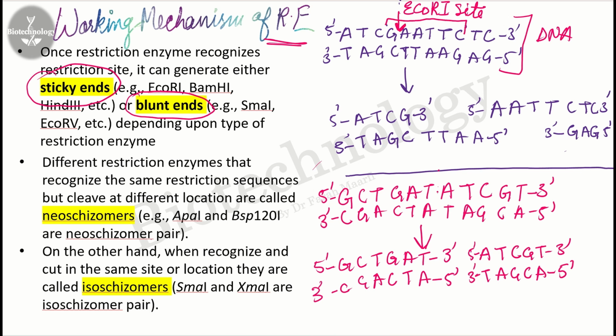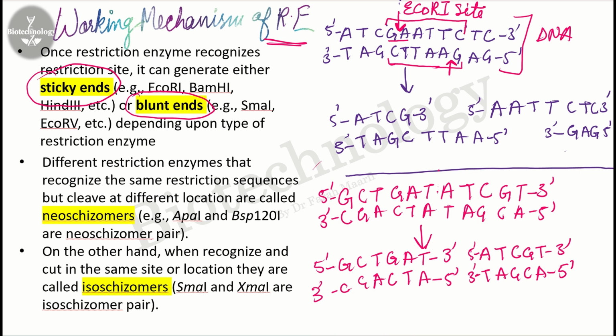EcoRI recognizes this GAATTC and makes a cut in between the G and A at the phosphodiester bond, in this strand here and in this strand at this point. This is a palindromic sequence. This type of sequence is called a palindromic sequence. It is a mirror image of each other.